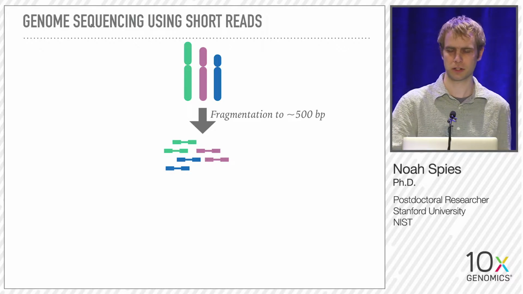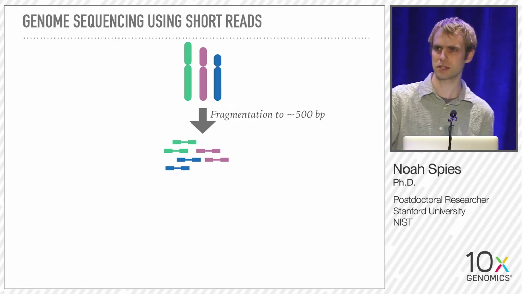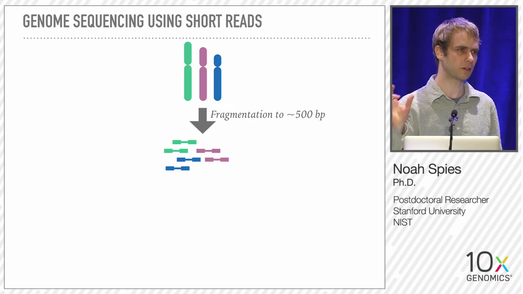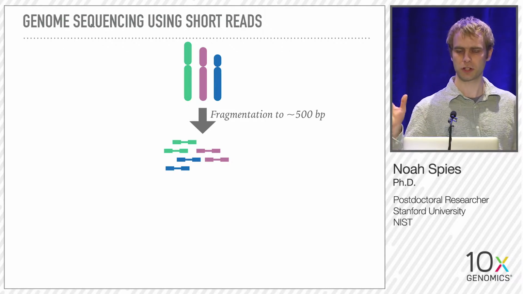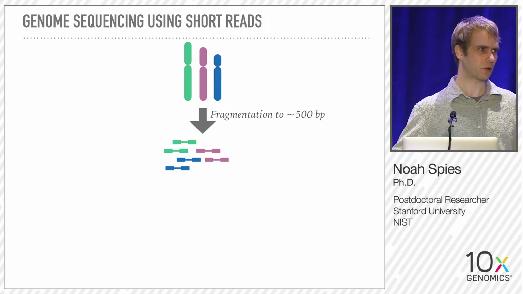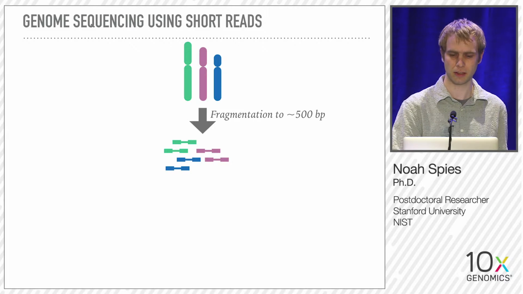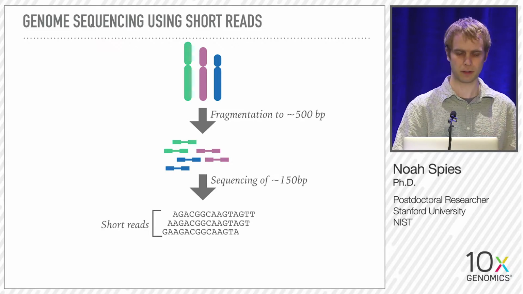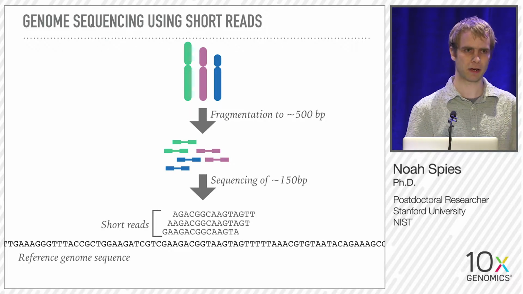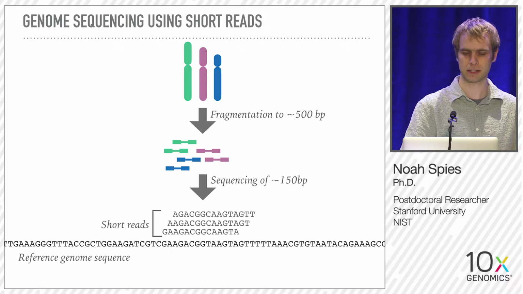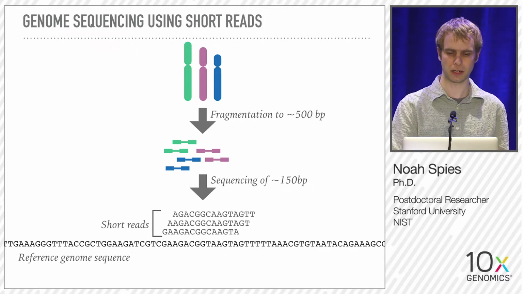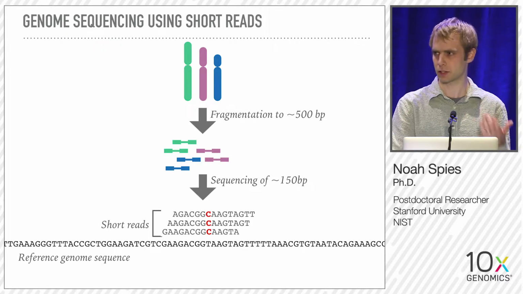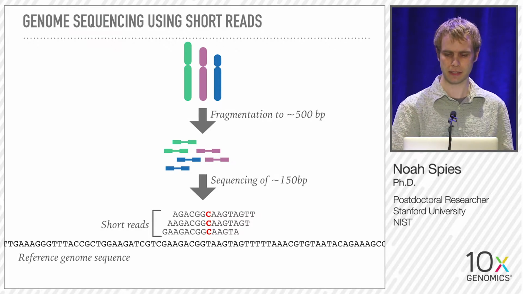So the only practical approach to identifying structural variation in human genomes has been genome sequencing using short reads, and I'm sure you're mostly familiar with that. The key thing to remember here is that we're starting with short genomic fragments on the order of 500 base pairs in length, and when we map the resulting reads back to the reference genome, we can identify differences between our reference genome and our short reads to allow us to identify variants.